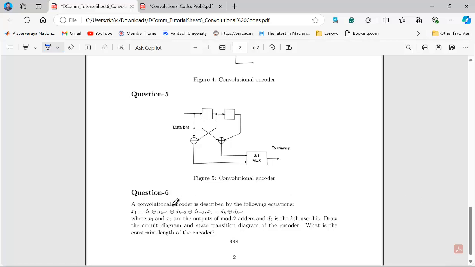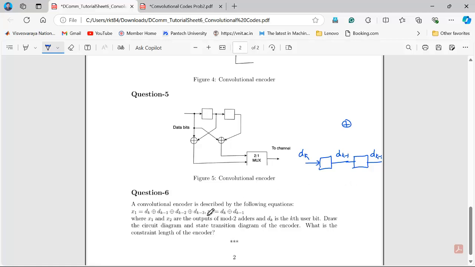And here, some equations are given. By using these equations, you have to draw the circuit. It is simple. This is dk minus 1, dk minus 2. If this is the flip-flop, you provide the input here. Suppose this is dk, right? Its output will be dk minus 1. Again you put one more flip-flop, then its output is dk minus 2, right? And so on. Like this you can connect, and one modulo 2 adder you can connect here.